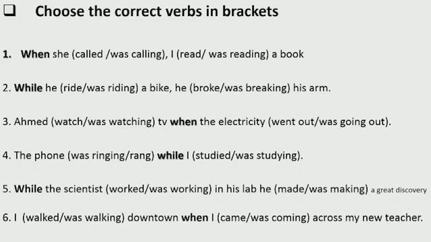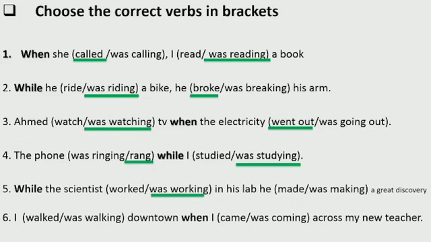Okay, so let's correct. If you think you need more time again, you can pause the video. So the first sentence, when she called, good, I was reading, very good. Number 2, while I was riding, very good. He broke, nice. Number 3, Ahmed was watching when the electricity went out. Number 4, the phone rang while I was studying. Good. Number 5, while the scientist was working, he made a great discovery. Excellent. And number 6, I was walking when I came across my new teacher.